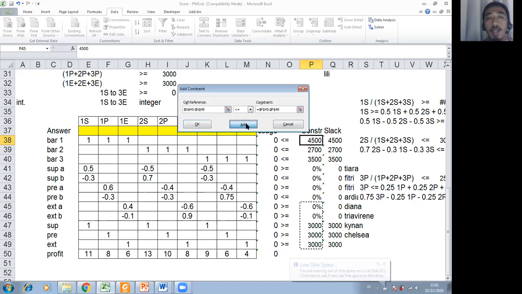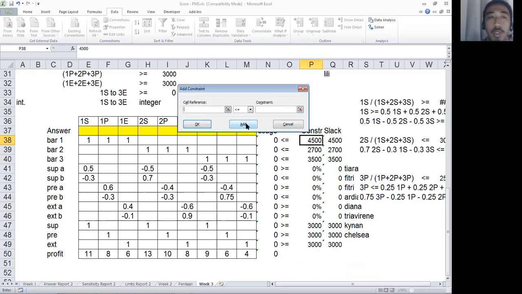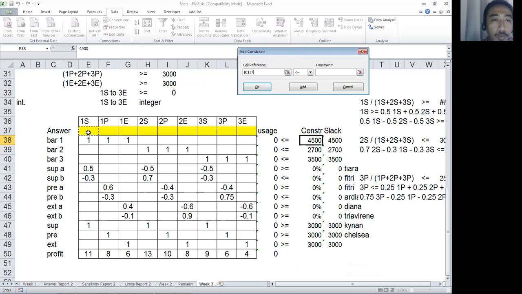Because we want to make sure that the number we are going to get is an integer, you put this additional constraint. All of these changing cells must be integer. Binary is the 0, 1 case. Bin means binary, so the answer will be 0 or 1. In this case, we just want it to be integer. The answer should be integer, the whole number, not decimal number. So we put this one, integer.